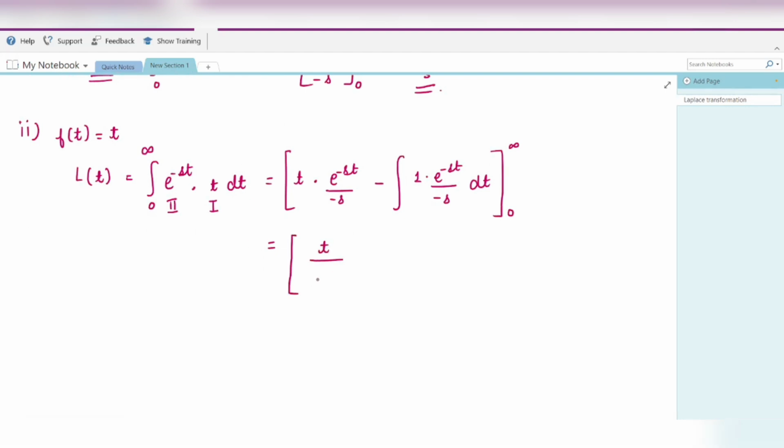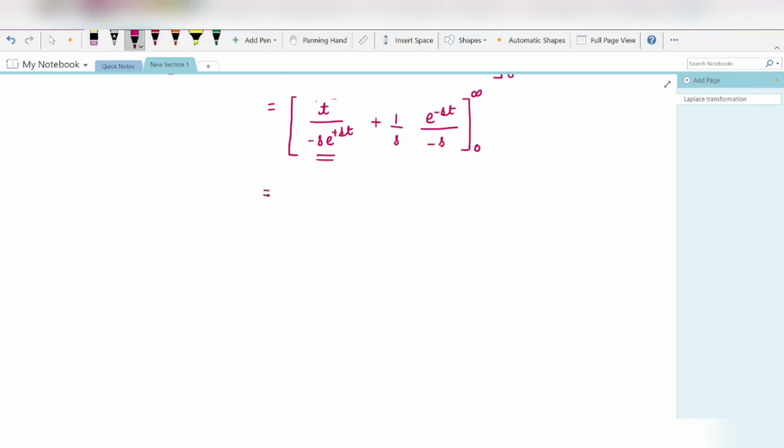And this will be equal to t by minus s e raised to minus st, minus minus plus 1 by s square, sorry, 1 by s. Now the integral of e raised to minus st will be e raised to minus st by minus s, and the limits are from 0 to infinity. So this is what we have. Now moving ahead, I can take minus 1 by s common, and then I have to evaluate the limit of t by e raised to st from 0 to infinity, and minus 1 by s square can be taken common, and then I have to evaluate the limit of 1 by e raised to st itself from 0 to infinity.